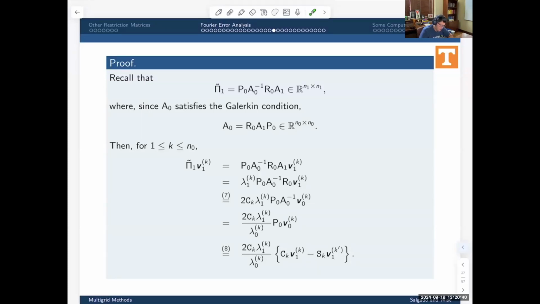The definition of the coarse grid Ritz projection, pi 1 tilde, is P A0 inverse. This represents the fact that in the two-grid algorithm, I'm taking an inverse on the coarse grid times the restriction matrix times the A1 matrix. And as I said, A0 satisfies the Galerkin condition. That just means that A0 is equal to R times A times P. This really means that the matrix A0 is similar in structure to the A1 matrix, and it has the same eigenvalue and eigenvector structure.